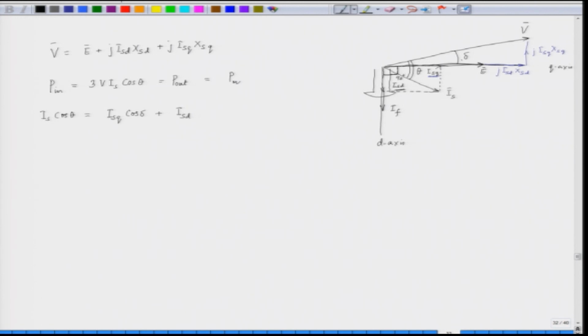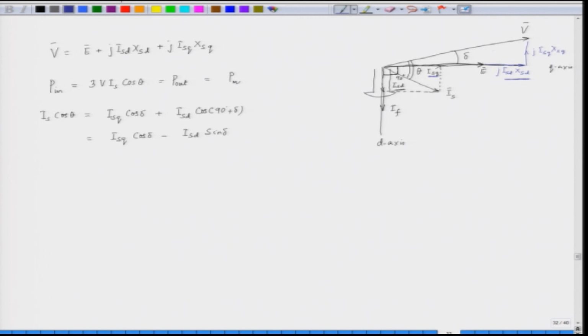So, 90 degree plus delta, cos 90 degree plus delta. If we simplify this, what we get here is Isq into cos delta minus Isd into sin delta. Now, we need to find out the value of Isd and Isq. From this phasor diagram, we see that Isd is appearing at this point here.